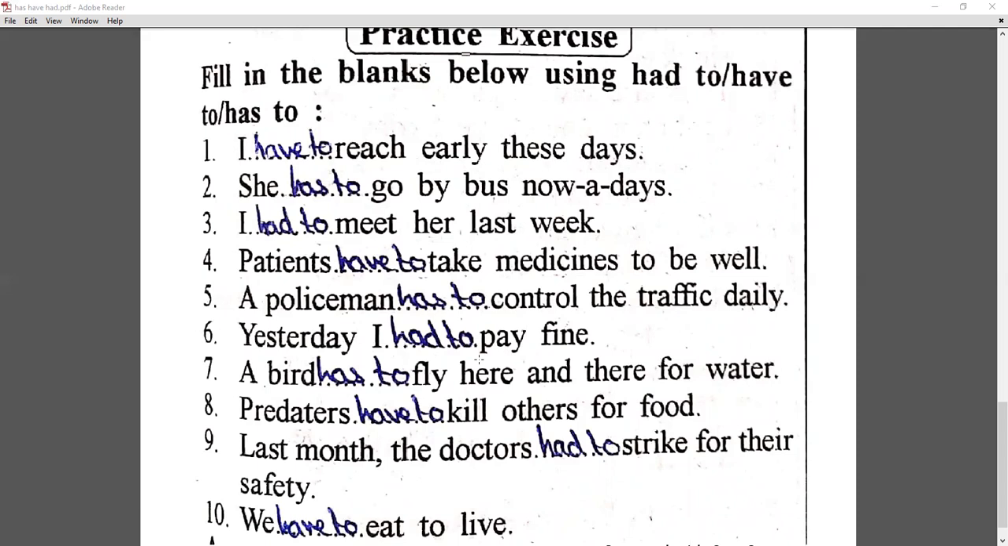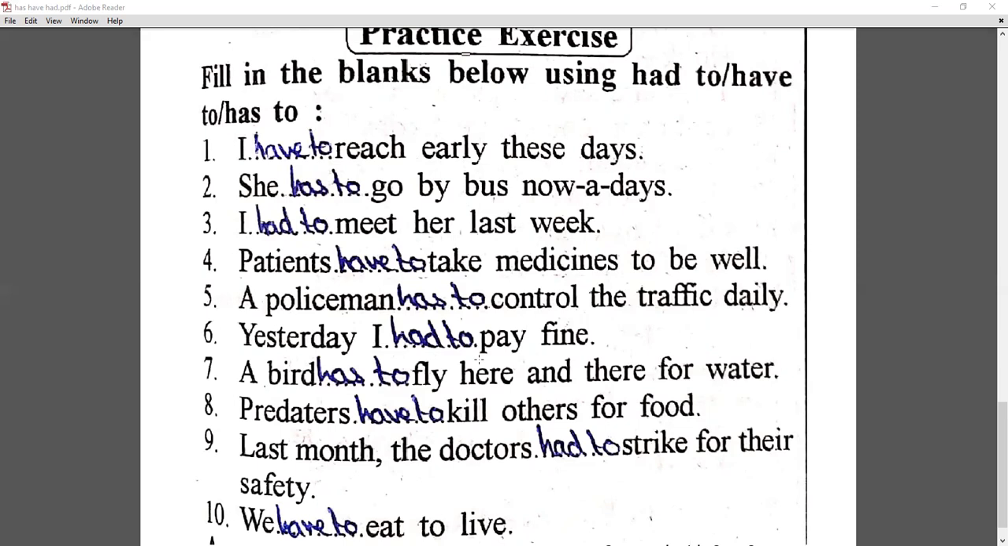Patients dash take medicines to be well. Patients have to take medicines to be well. So this is present. Policeman has to control traffic daily. Daily, that is the thing is going to be done on regular basis. So has to. Yesterday I had to pay fine. Yesterday, that is past. So had to. A bird has to fly here and there for water. Bird को क्या करना है? Has to fly. That is present.